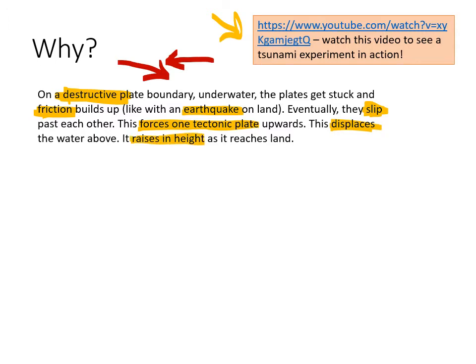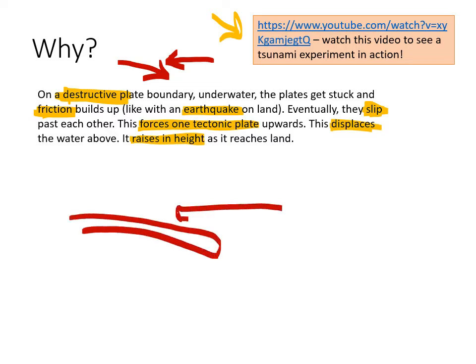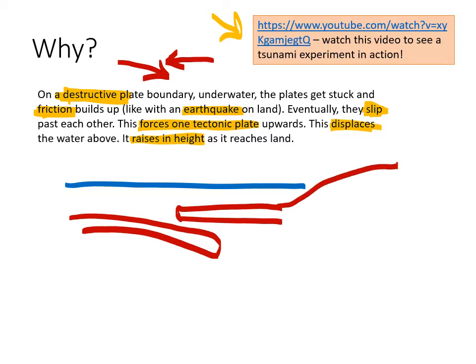So if I draw this out for you, it might make a bit more sense. We've got one plate here and another plate here. And remember, we are underwater. Then we've got land over here with some houses on. What happens is these plates are moving towards one another, so this plate is moving towards this plate.